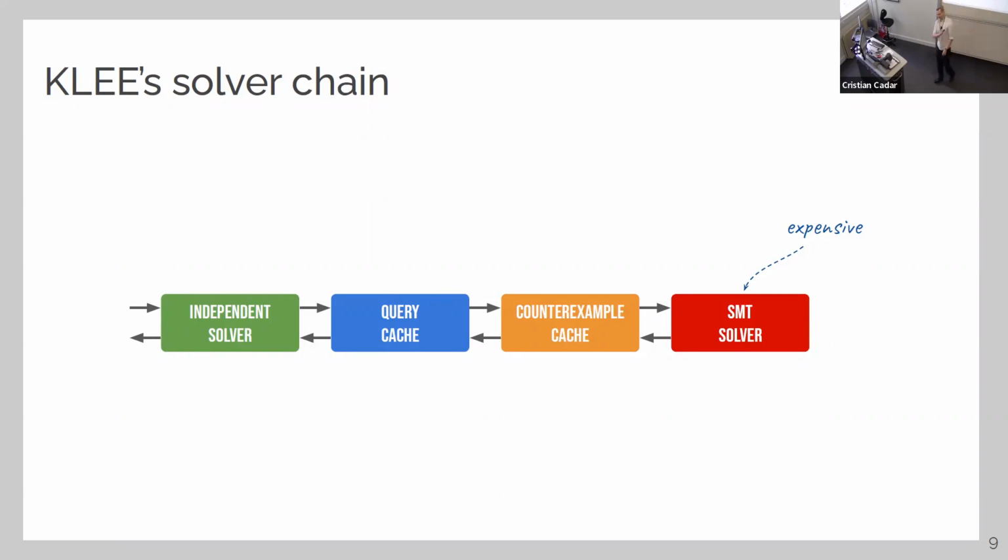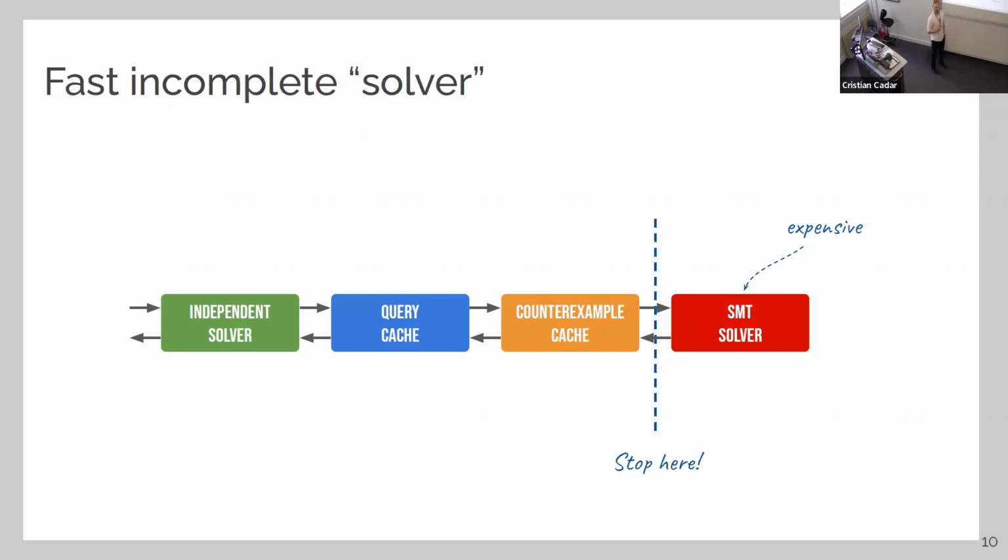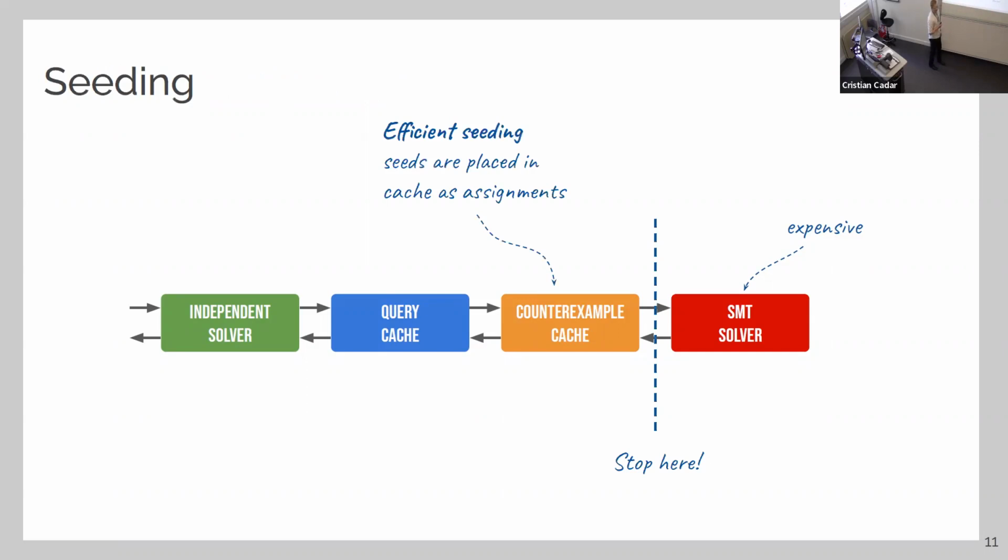So what's the fast incomplete solver? We just stop here. That's it, basically. And that has a nice side effect: we can implement seeding quite efficiently. We just put the assignment in the beginning in that cache, and we get seeding for free. Okay.